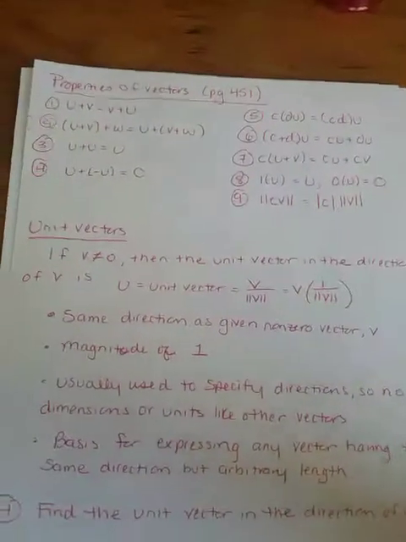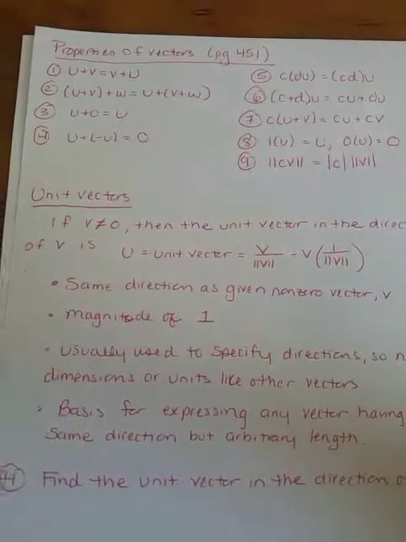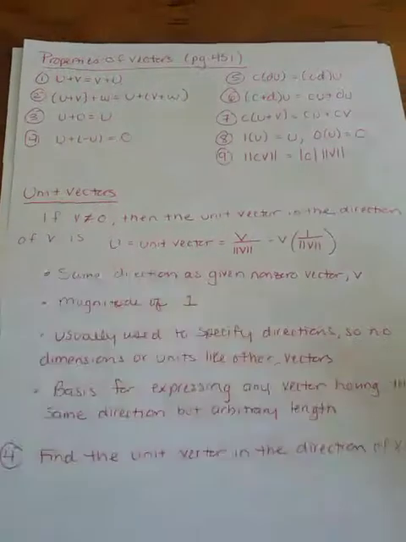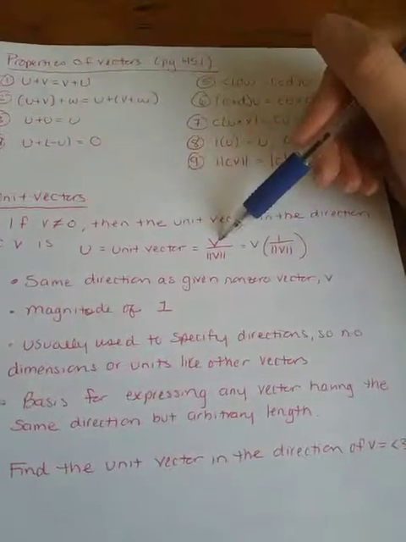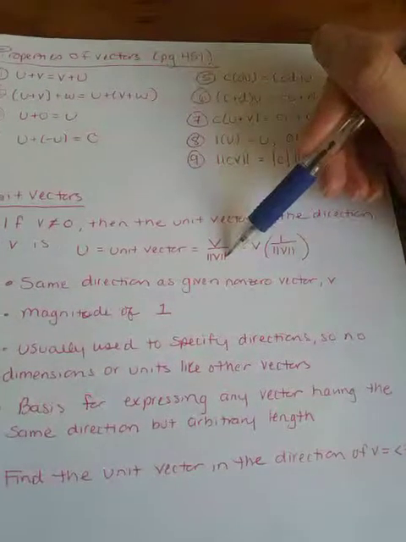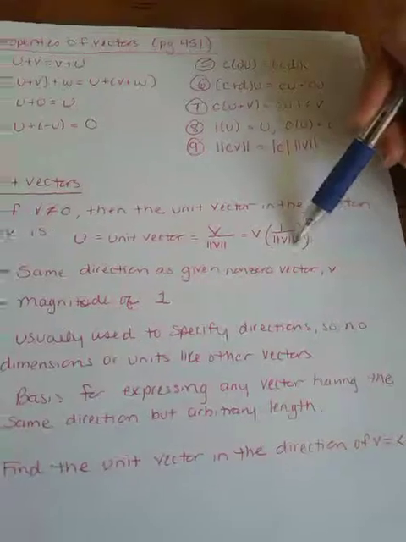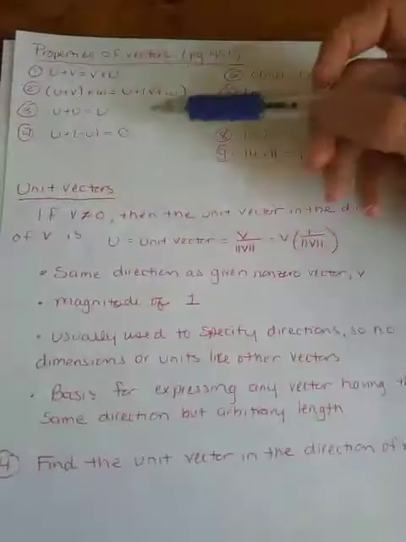All right, unit vectors. I said we were going to come to this, and here we are. So if v does not equal 0, again, v is a vector, then the unit vector in the direction of v, we denote as u, it's equal to vector v divided by the magnitude of v. Another way to write it, if you want, is vector v times 1 over the magnitude of that vector. So just some points here to keep in mind with unit vectors.